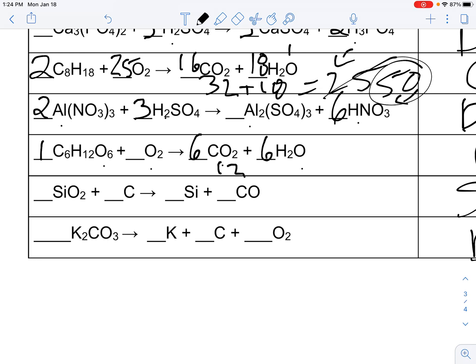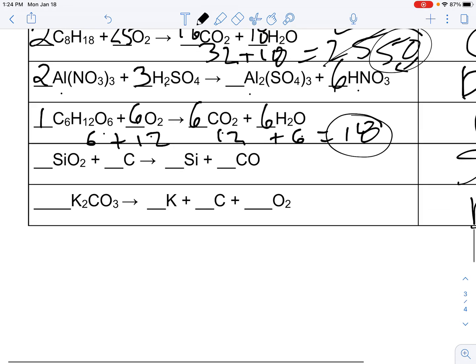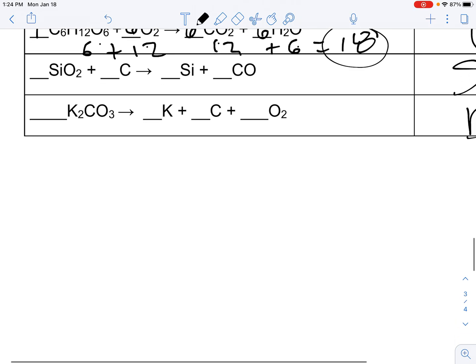So I put a 12 here and a 6 here because that's how many oxygens I have. So I have a total of 18 oxygens. And what I want to do is keep a 1 here. So I have 6 oxygens. So 6 plus what will give me 18? It's 12. So if I put a 6 here, that'll give me 12 oxygens, and I'll be balanced. I need a 2 there to balance, a 2 there to balance, and then I'm good to go.